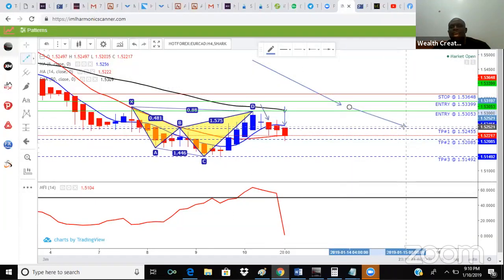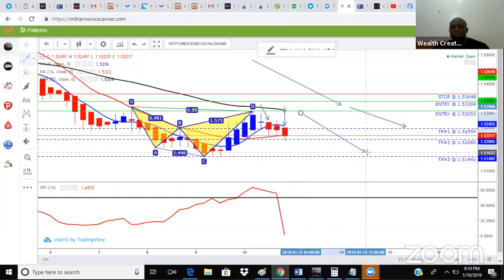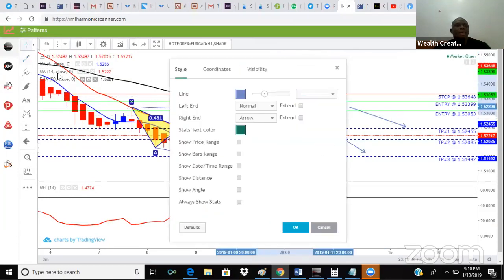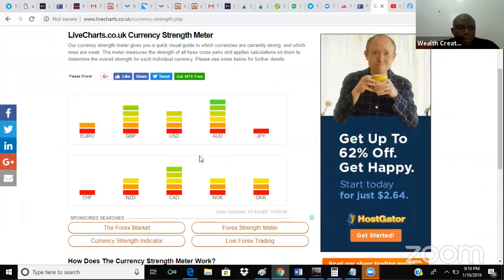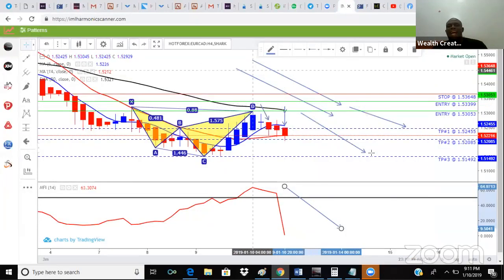my trend is telling me down. My Equinoctial is also telling me down. Look at this, guys. Then my Harmonic Scanner is telling me down. Guys, my money flow too is telling me down. Guys, this is 85% on the dot. Then my sentiment is telling me euro is weak, Canadian is strong, which is sell. Everything is pointing down. Guys, I will pick my 10 pips amount of this trade.